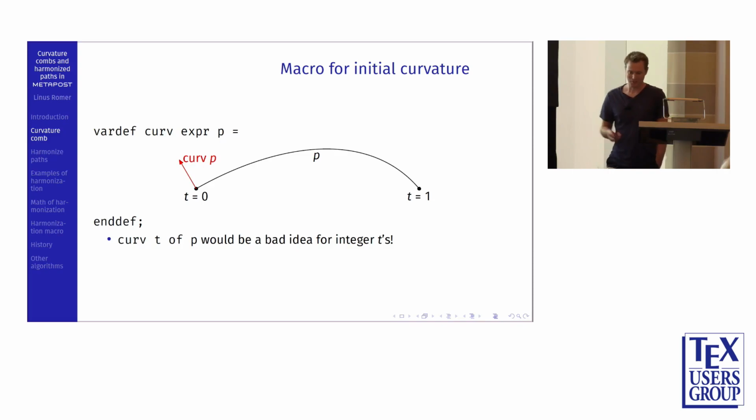It begins with vardef curve of an expression p, where p is the path, and then it should return this red curvature vector. And I once thought that it would be a good idea to make curvature at the time t of a path, so that I could calculate the curvature at any time, at any travel time. So let's say in the mid of the curve. But of course, this would be a very bad idea for integer t's, because then it's not clear whether to take the curvature of the left or of the right part.